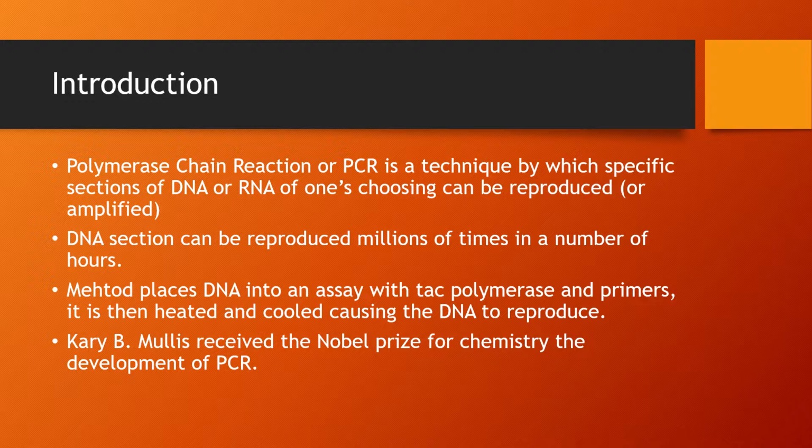And at the end of this, over a few hours, the section of DNA has been reproduced millions upon millions of times. Now, as I'm sure you're aware, this is a real game changer. And as a result, Barry B. Mullis received a Nobel Prize for Chemistry in 1993 for his work on PCR. Now, for such a groundbreaking part of science, we should have a look at what exactly were the steps leading up to how it was made. So join me as we look at the history of PCR.